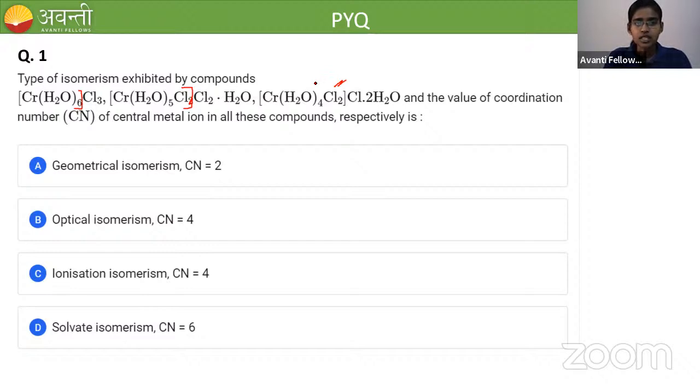Now you can see the coordination number in all these cases. What is the coordination number? The number of donor sites attached to the metal ion is called the coordination number. In the first complex, there are 6 ligands attached to chromium. In the second case also, 5 H2O molecules and 1 Cl, so totally 6. And in the third complex, there are 4 H2O and 2 Cl, so totally 6. So the coordination number of the given three complexes is 6. So option B will be the correct answer for this question. Clear?